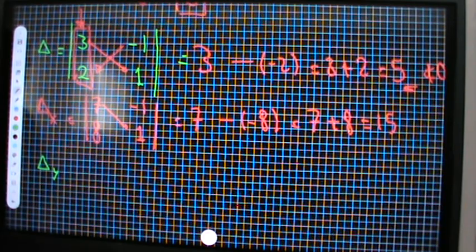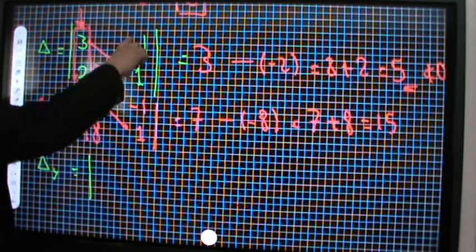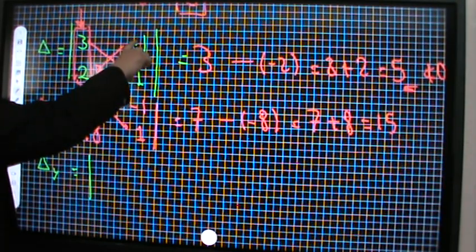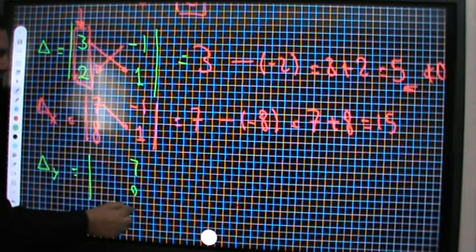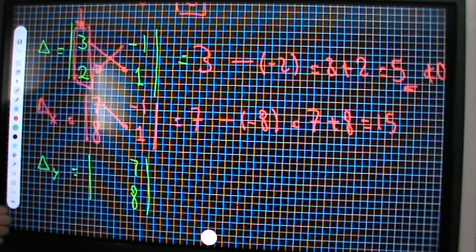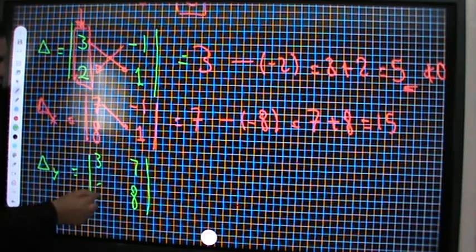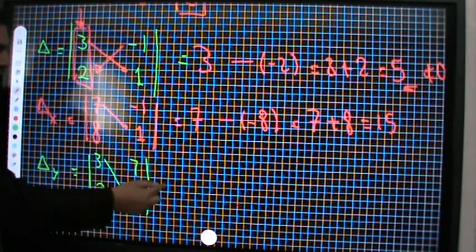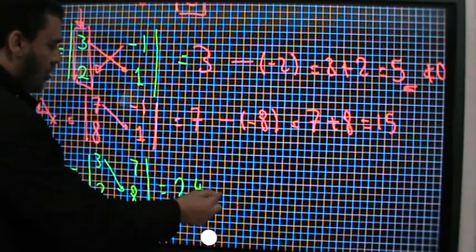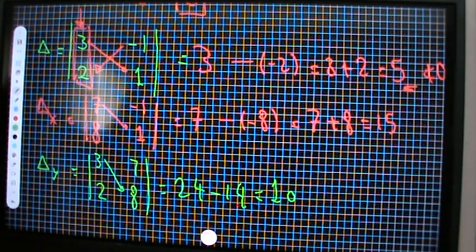find delta sub y, which is equal, take the constants by replacing them with the values of y. Then write 7 and 8 in the same place of the y variable coefficients. Then we write 3 and 2. Get the value here. 3 times 8 will be 24, minus 14, it will be 10. Now you have delta and delta sub x and delta sub y.